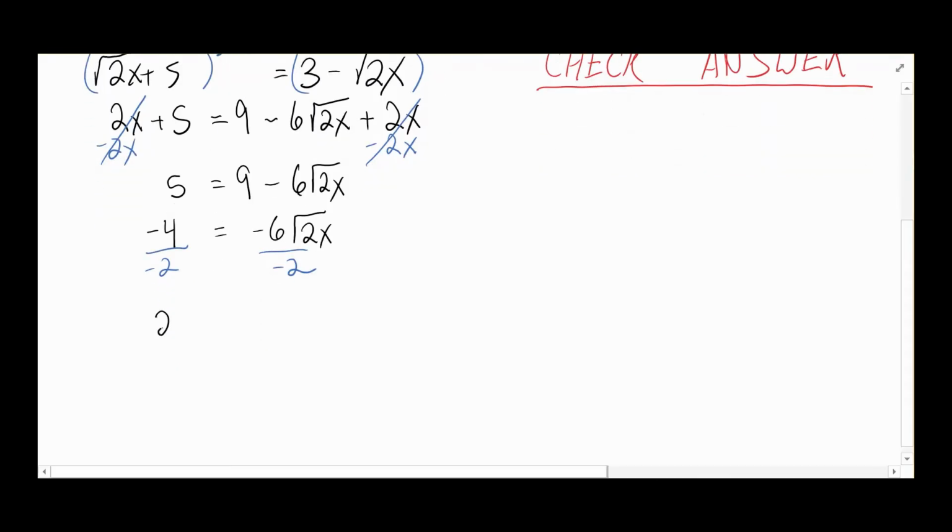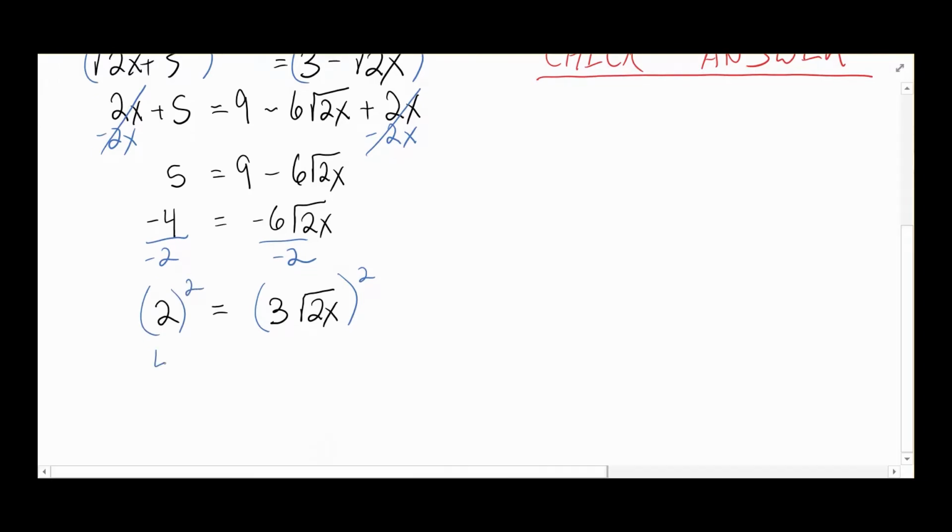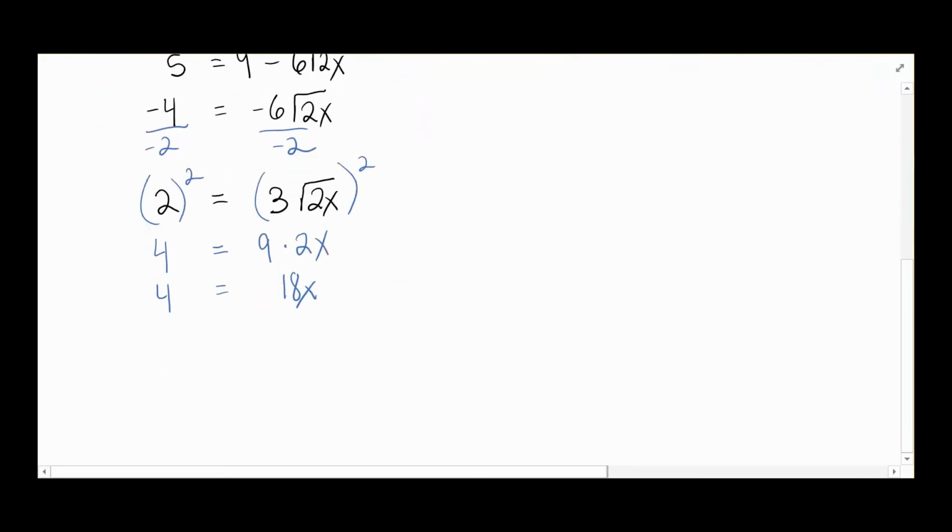That's going to leave me with 2 equals 3 root 2x. Now we're going to square both sides again. We don't need to check your answers again because we're already going to check whatever answers we get. 2 squared is 4. And now we want to be careful about how we square that right side. We need to square the 3, which gets us 9. We also need to square the square root of 2x, which gets us 2x. So we're looking at 18x on the right.